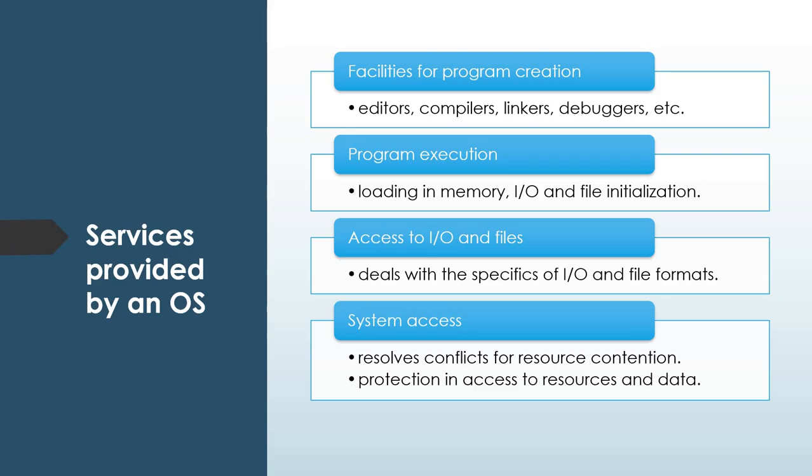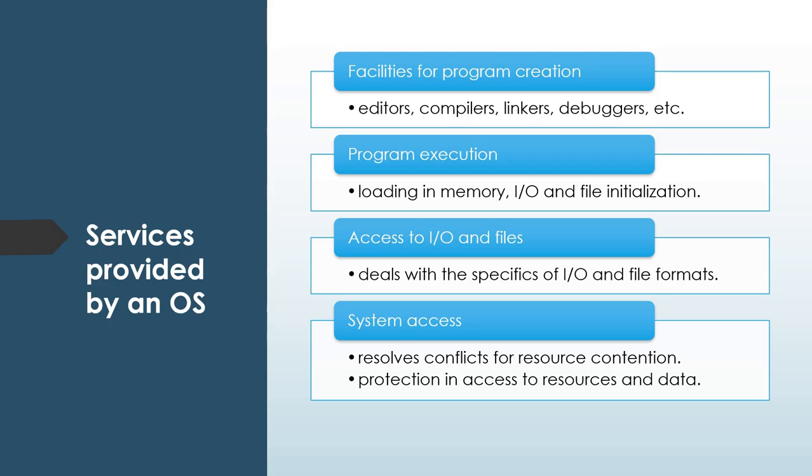The next thing is, what services are provided by the operating system? Mainly four different services. The first one is facilities for program creation. Whenever we create a program, what facilities are needed? Editing, compiling, linking, debugging, all of these. And next, after program creation, programmers need to execute. So program execution: for that, memory is needed, so loading in memory and then IO and files initialization, all these things are taken care of.